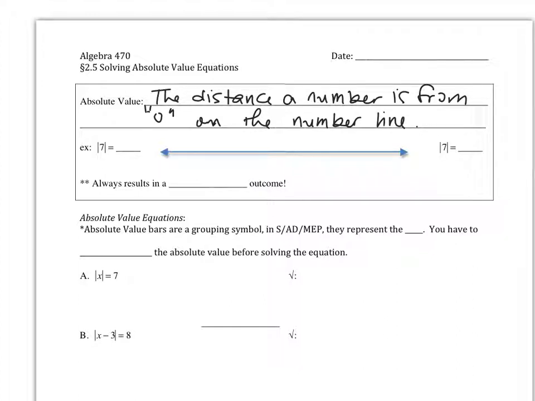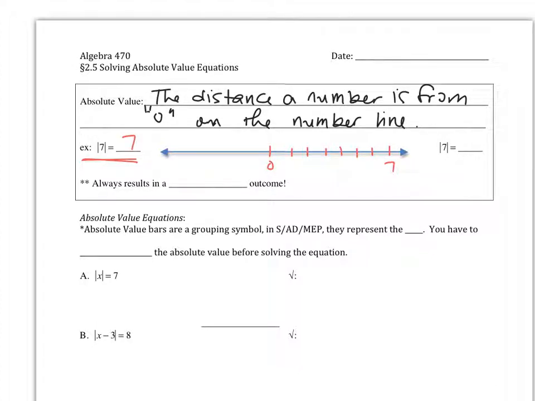All right, so to take into account our example, let's say I put 0 in the middle, and then 1, 2, 3, 4, 5, 6, 7 is all the way out here. Since I'm asking for the absolute value of 7, how far away is 7 from 0? 7. Okay, so the absolute value of 7 is 7.